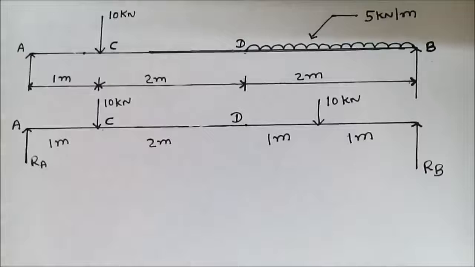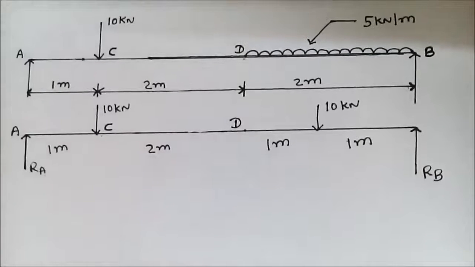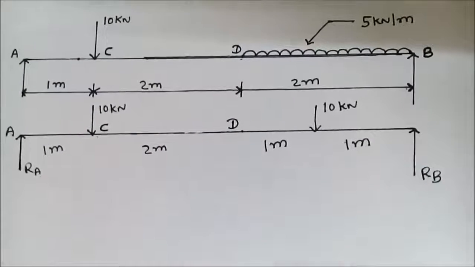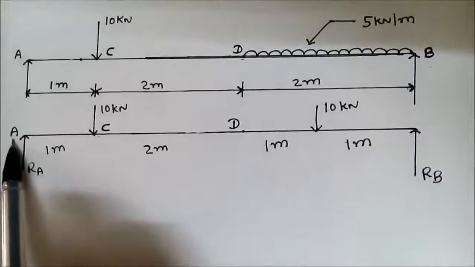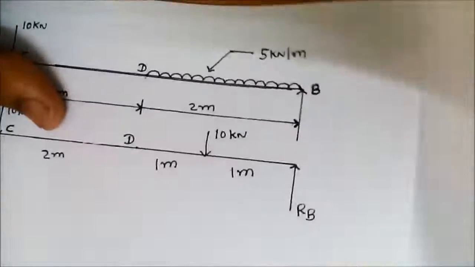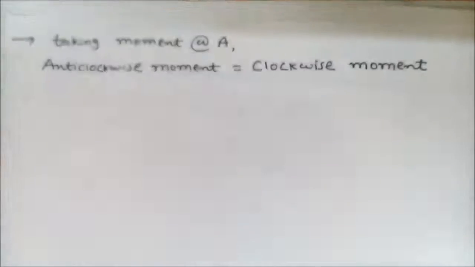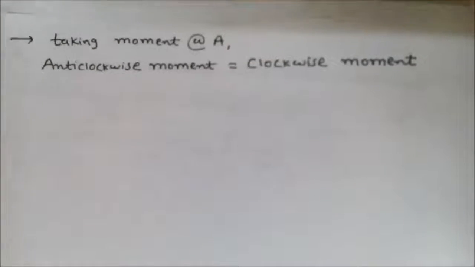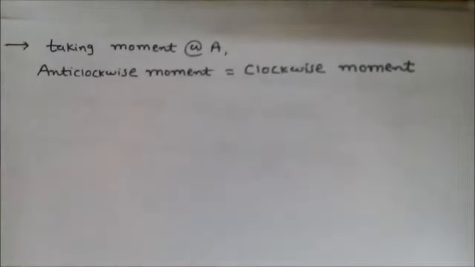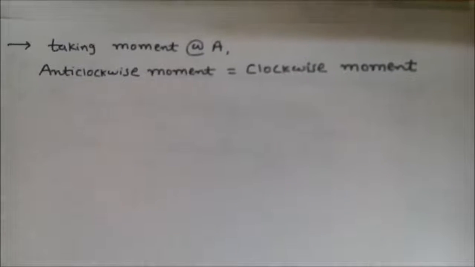In the second step, take moment always from the left side support. In our case, the left side support is provided at point A. So in the second step, taking moment at A, what is the condition? Anti-clockwise moment is equal to clockwise moment.